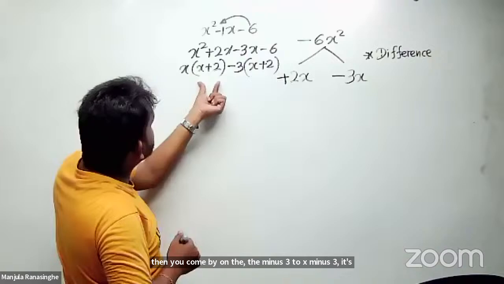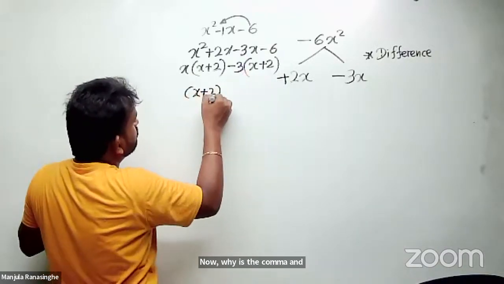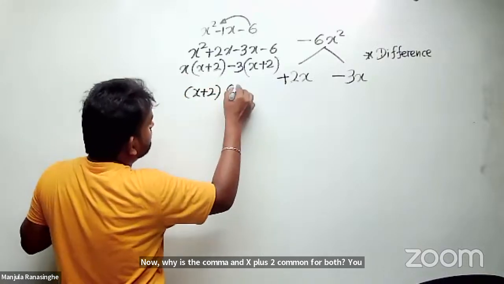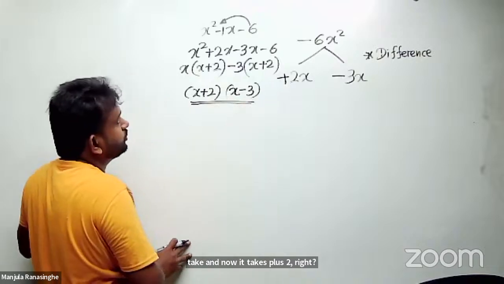Now what is the common? X plus 2 common for both. You taken out x plus 2, right? Then here what? X remaining and here minus 3. So x plus 2 into x minus 3.